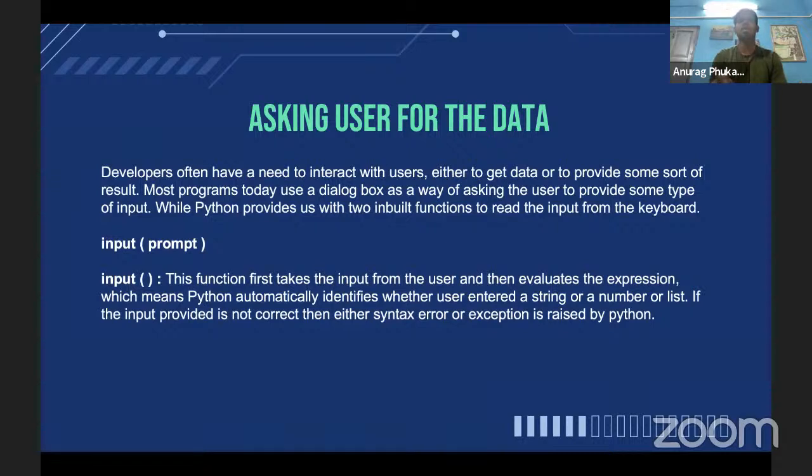There is one more, raw_input, but I'm not covering that. There are actually two inbuilt functions: one is raw_input and one is input. I will just cover the input part, because this is the latest thing that you need to know. raw_input was from Python 2. It's not necessary now. So what this input function does is take the input from the user, then evaluate the expression, and it will also identify if the entered string is an integer or a character or number, etc. And if the input provided is not correct, then there will be either a syntax error or an exception, which is given by the Python program.